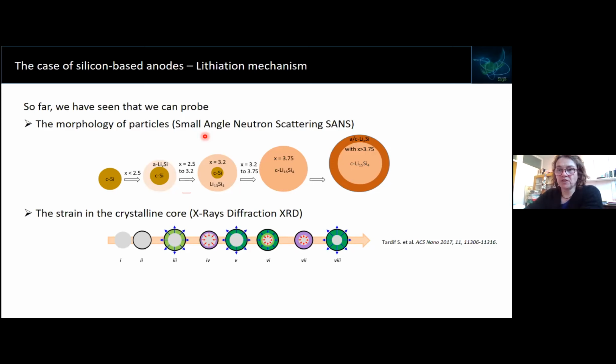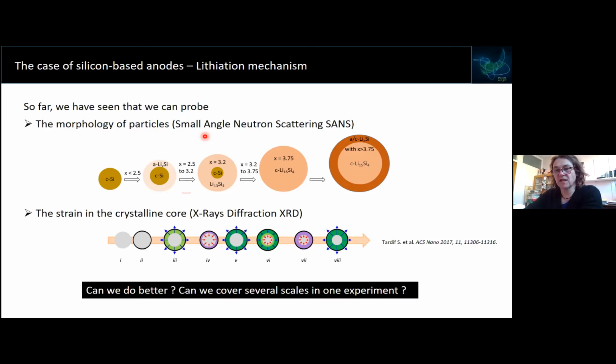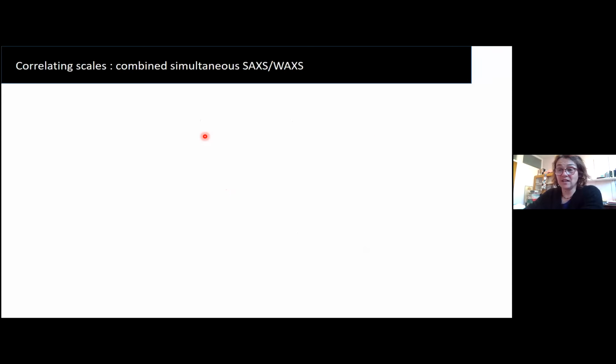And at this point, well, the question is, can we do better? And could we cover several scales in one single experiment? In a dream world, I would like to have both the SANS and the XRD simultaneously. And in fact, this is possible. And this is what I'm showing in the next example, if we combine SAXS and WAXS techniques at the synchrotron.